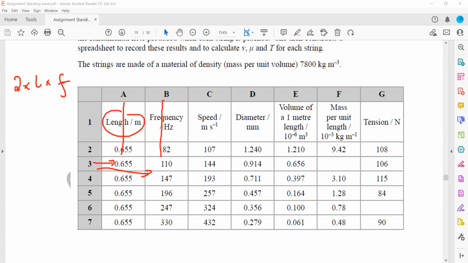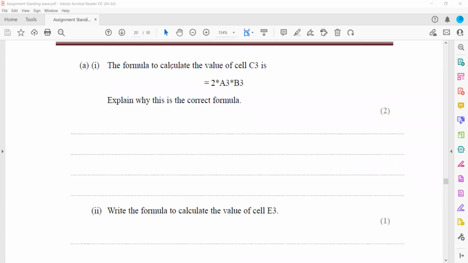We have the formula for any kind of wave. The wave equation shows V equals f lambda, or V is equal to lambda f. It's the same thing, no difference. Now, as I mentioned in the beginning of the question, the string is vibrating in one loop. So when it is vibrating in one loop, near the fixed end it is a node, and at the center it is an antinode.